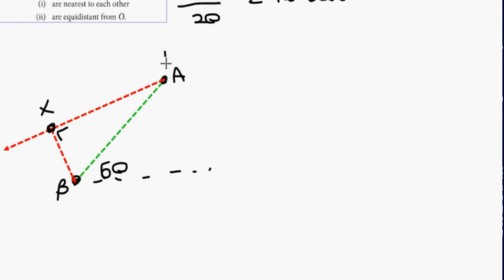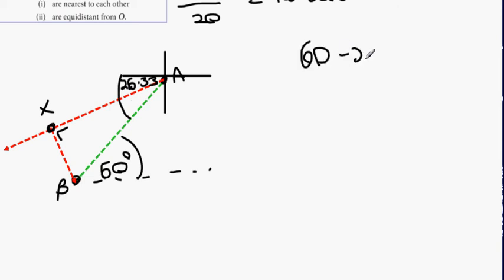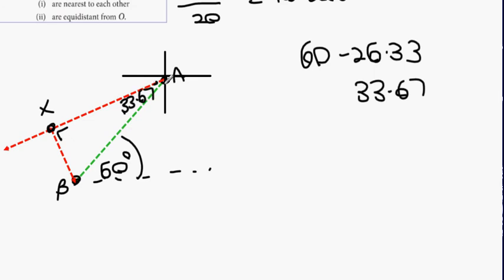So this time around we have to look at the XY axis here, and we know that this here is 26.33, and this here is 60 degrees, and it makes an alternate angle with this angle here. We now know that this is 60 minus 26.33, which gives 33.67. So this part here is 33.67.